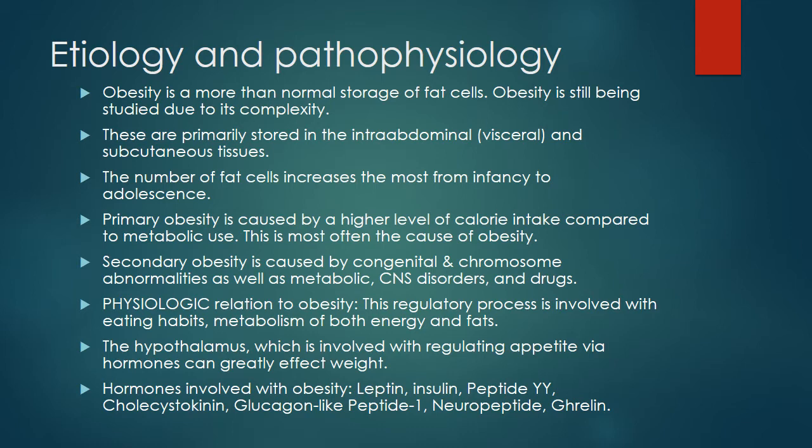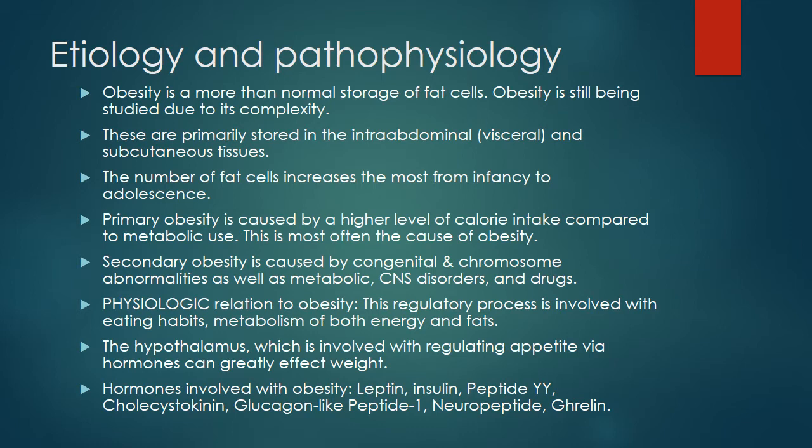Primary obesity is caused by a higher level of caloric intake compared to metabolic use. This is the most often cause of obesity. Secondary obesity is caused by congenital and chromosome abnormalities, as well as metabolic CNS disorders and drugs.